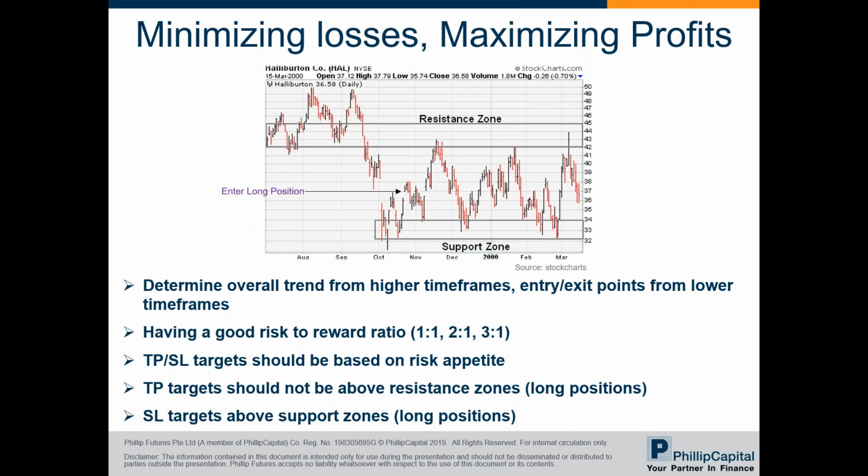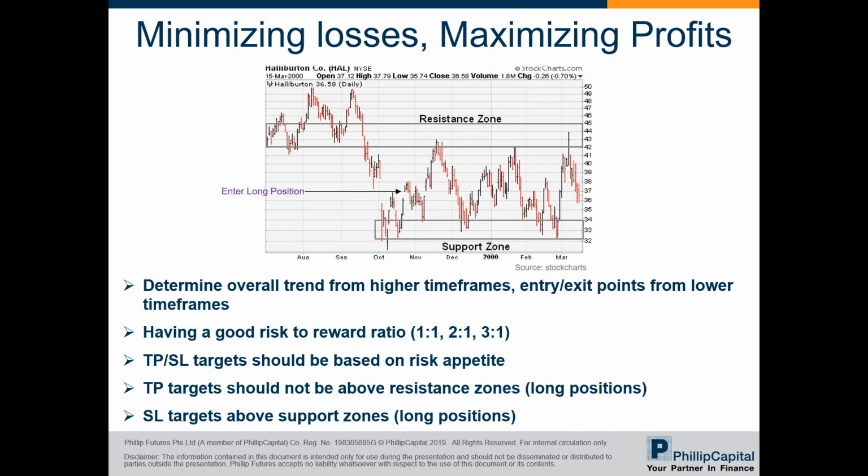Secondly, your risk to reward ratio should at least be 1:1. At the least, it should be 1:1, and it's always better if it's more. If it's 2:1, that's better. 3:1 is better. If you think about it, if it's the other way, if let's say your risk to reward ratio is 1:2, then you would need at least 2 winning trades to cover your 1 losing trade. And that's going to put you at a disadvantage.